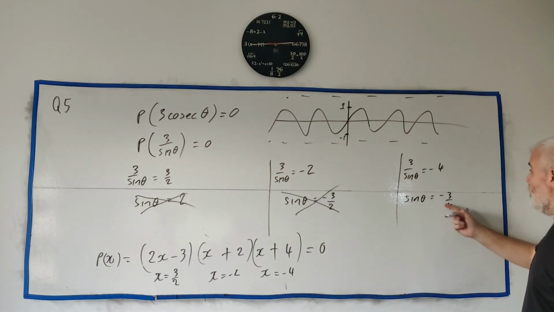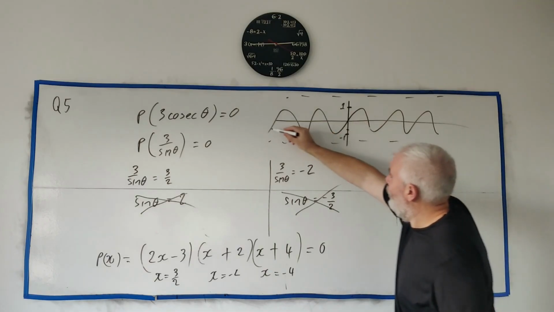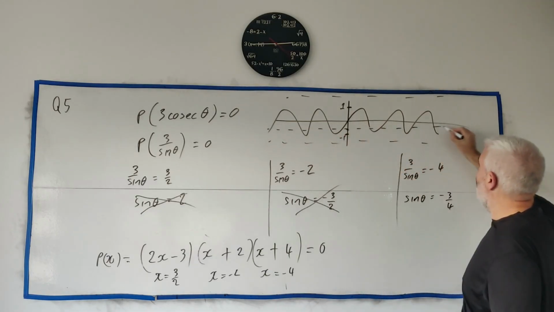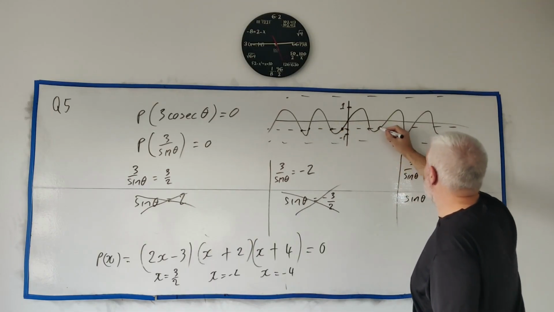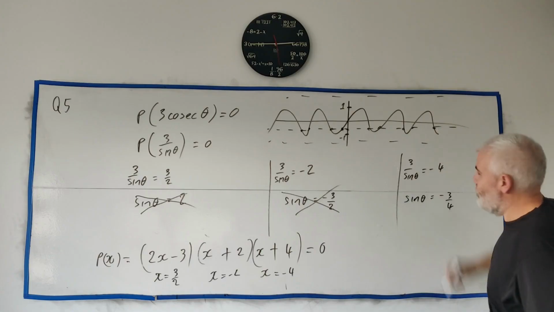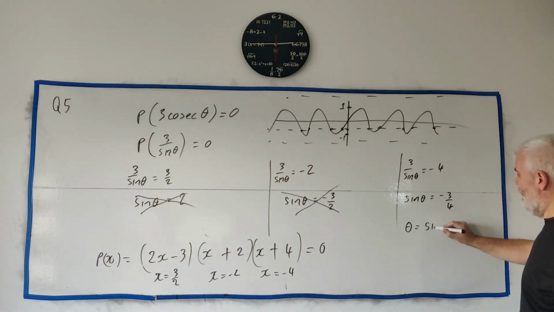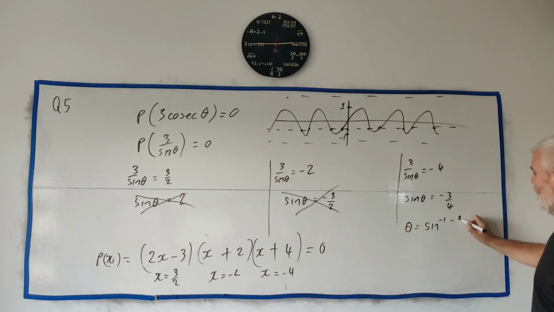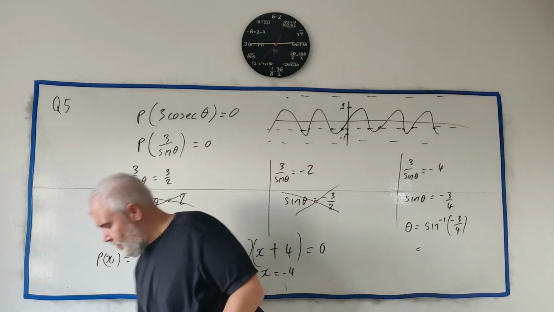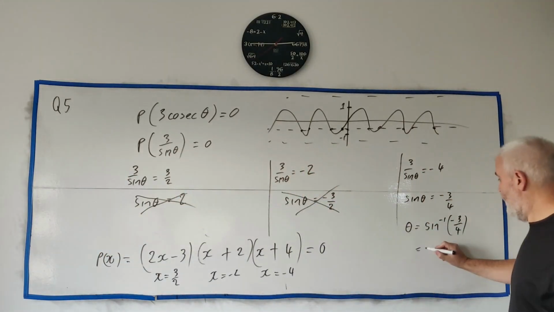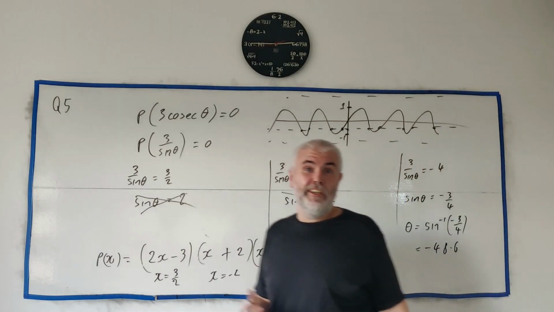When is it equal to minus 3 over 4? Well, that is possible. It's down here. Let's put that dotted line in. There's lots of answers for it. Here's one, here's another. There's infinite answers to this. If you put this in your calculator, theta is equal to the inverse sine of minus 3 over 4. You'll get out the answer minus 48.6.